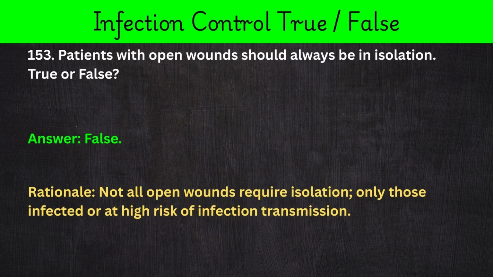153. Patients with open wounds should always be in isolation. True or false? Answer: false. Rationale: not all open wounds require isolation, only those infected or at high risk of infection transmission.